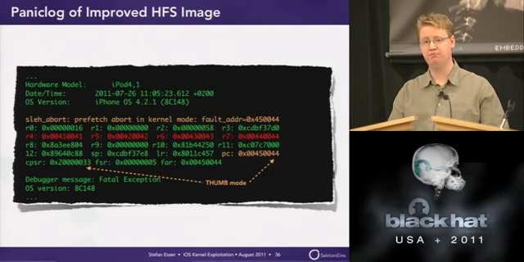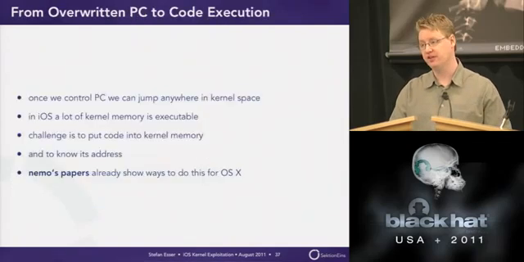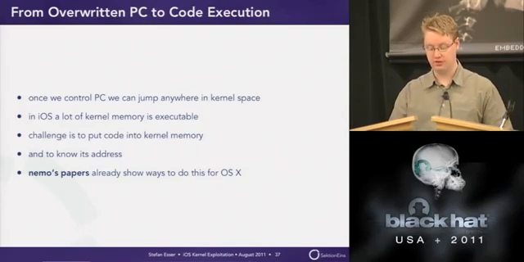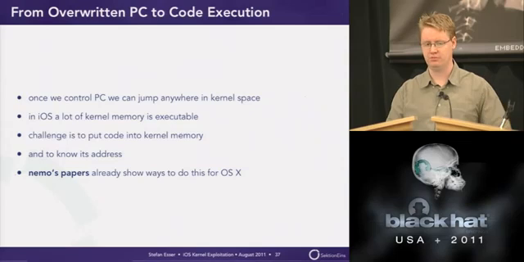Okay, now you control the program counter. The next step is how you get code execution. Of course, you can usually jump anywhere in kernel space when you overwrite the program counter. And one thing about the iOS kernel is that a lot of the memory, or maybe all inside the kernel, is somehow executable. I think Comex once said that this was different in earlier days. That's why he had some special kernel patches in his old jailbreaks. But nowadays, there's no protection at all. You can just jump to some heap memory and it's executable somehow.